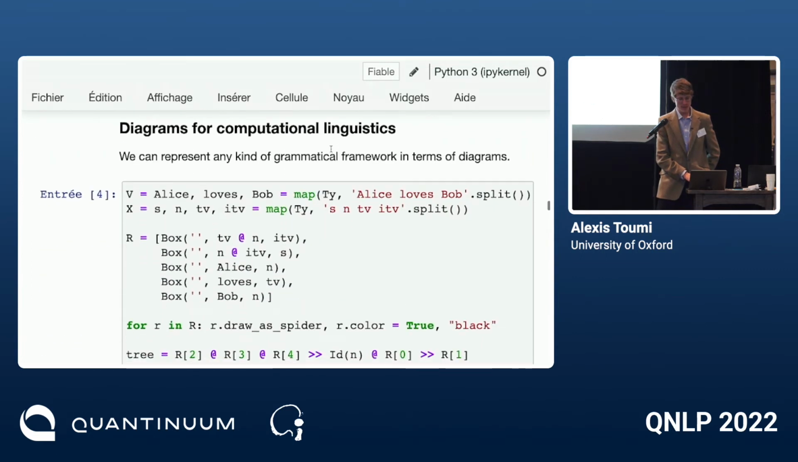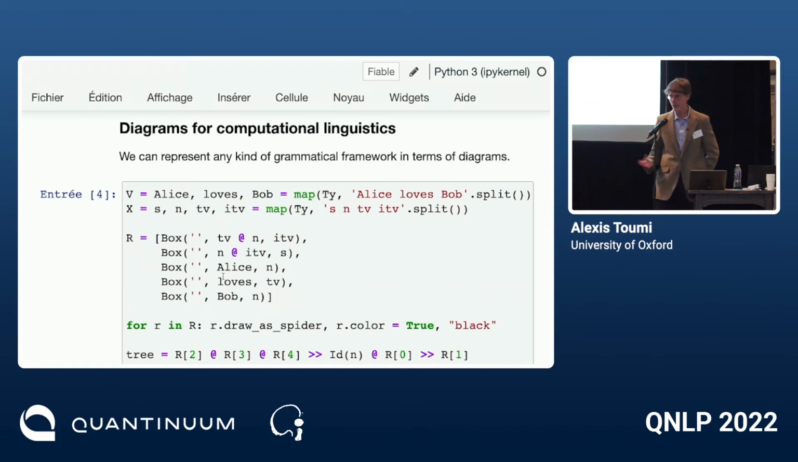So the idea is you can represent any kind of grammatical framework in terms of diagrams. So here's a little example with a context-free grammar. You've got a bunch of vocabulary, Alice loves Bob, a bunch of non-terminals, S, N, transitive verb, intransitive verb, and then you've got a bunch of rewrite rules. So that would be a context-free grammar.